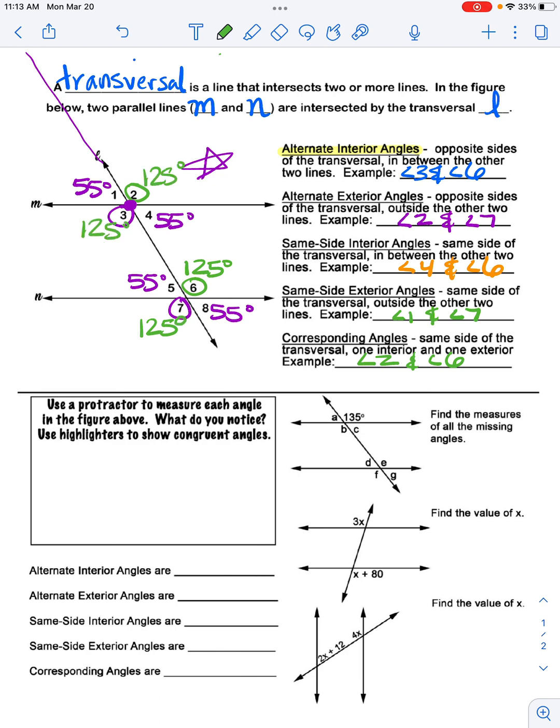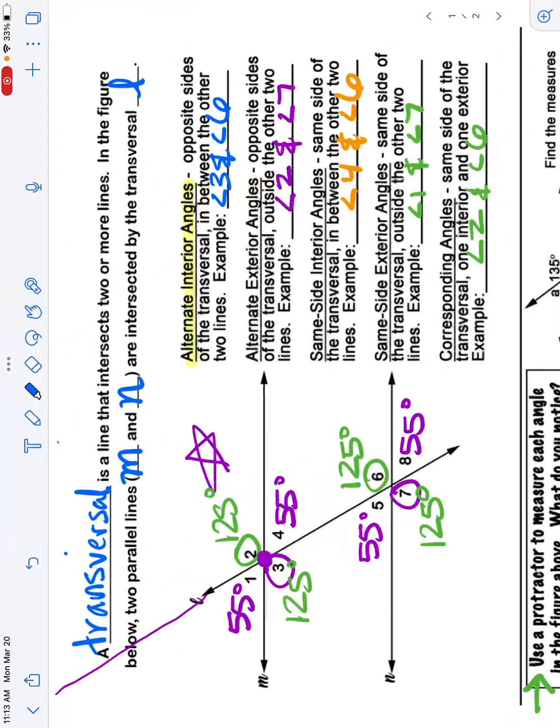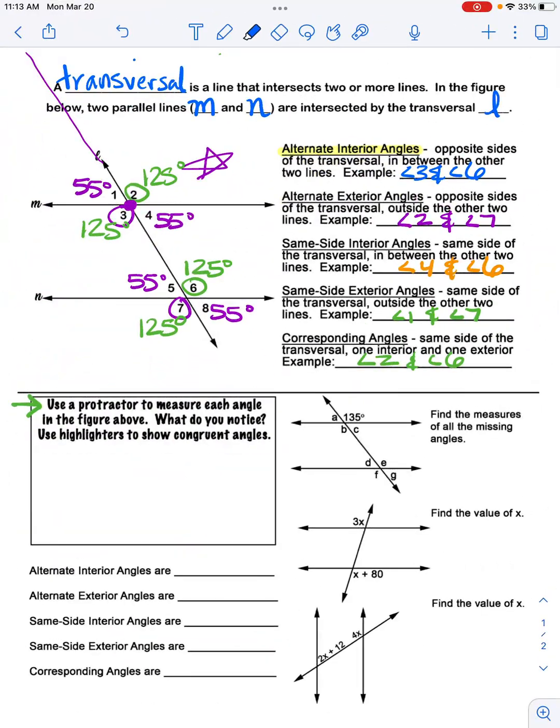125 degrees. Okay, so then it says to use a protractor, and what do you notice? Use highlighters to show congruent angles. So let me highlight in yellow all of the angles that are the same here. All of these are the same size, all of the acute ones. And then in pink, I'll highlight all of the obtuse angles, because all of the obtuse angles end up being equal. So they're asking you what you notice.